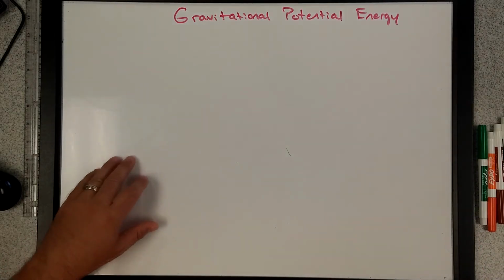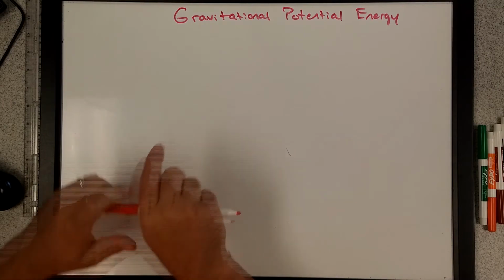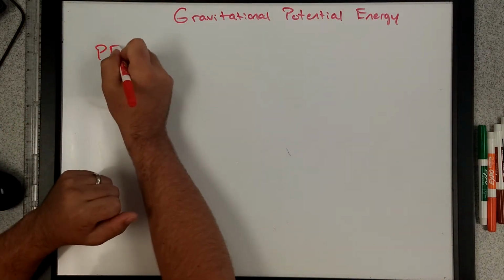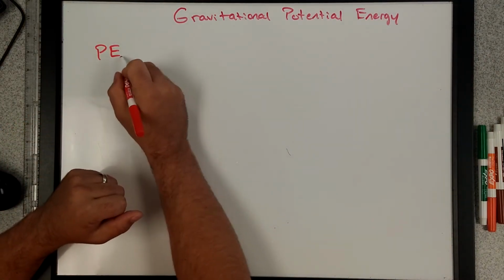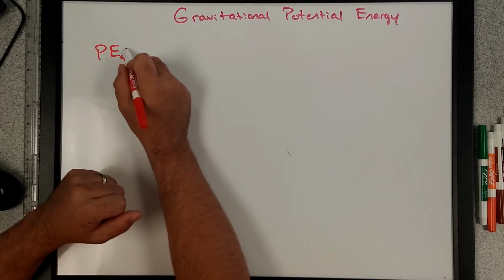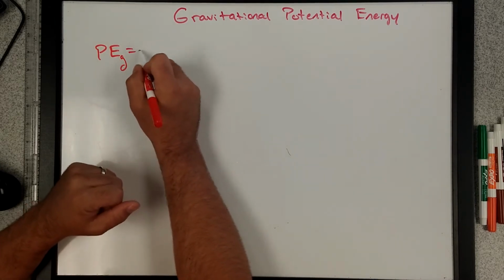So the equation for gravitational potential energy, as we've already shown in the prior video, PE equals... By the way, it's PE due to gravity. Often it's important to put that g in there. You don't always have to. PE equals mgh.